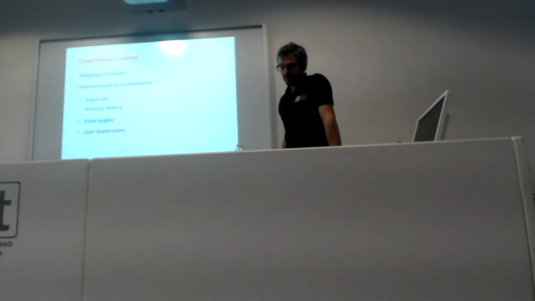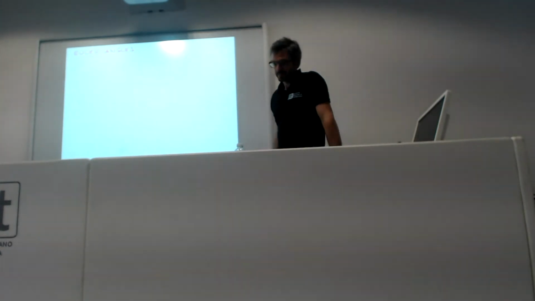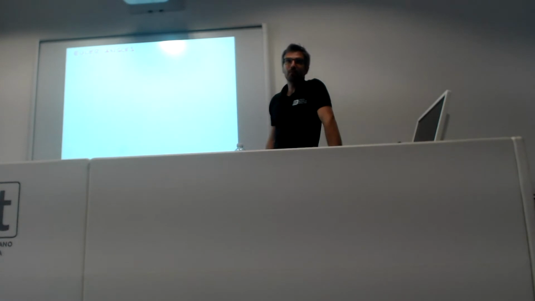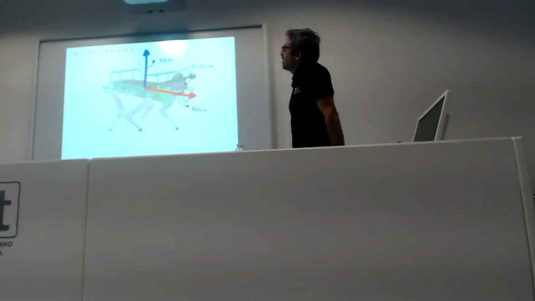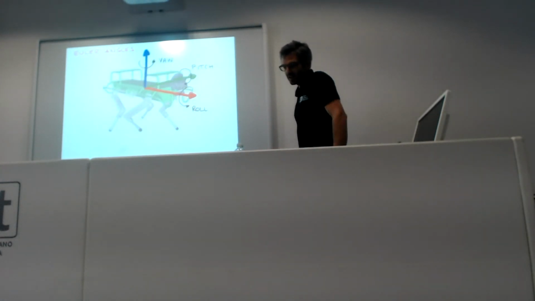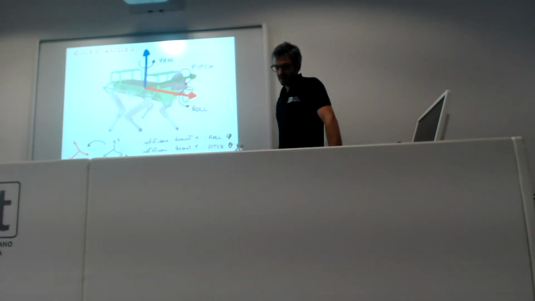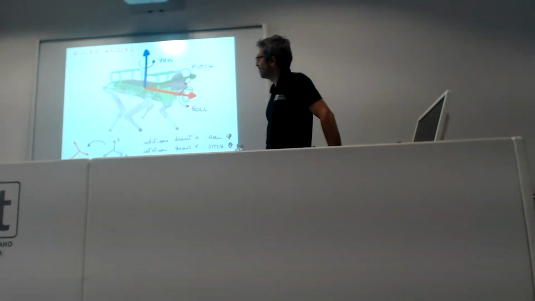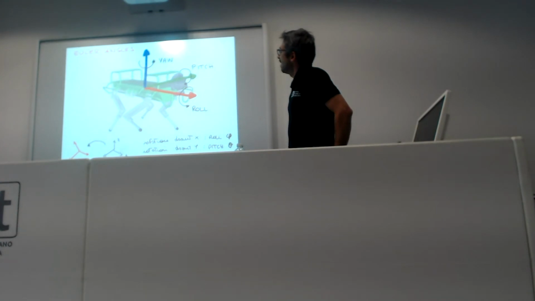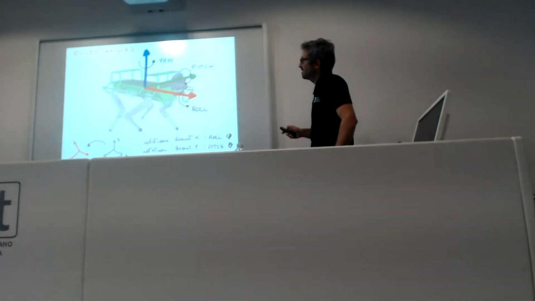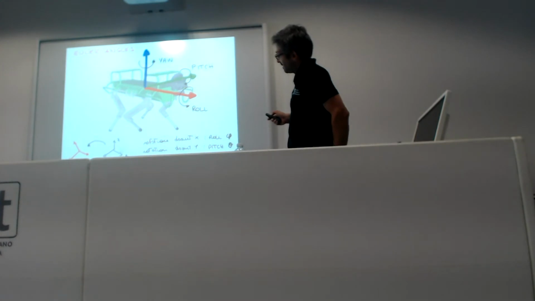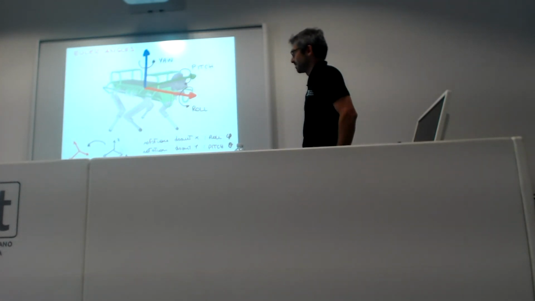Now, the third parameterization is Euler angles. And this is very common in robotics. The most famous one is the Tait-Bryan convention. They are called roll, pitch, yaw, where roll is a rotation around the x-axis, pitch around the y-axis, and yaw about the z-axis.